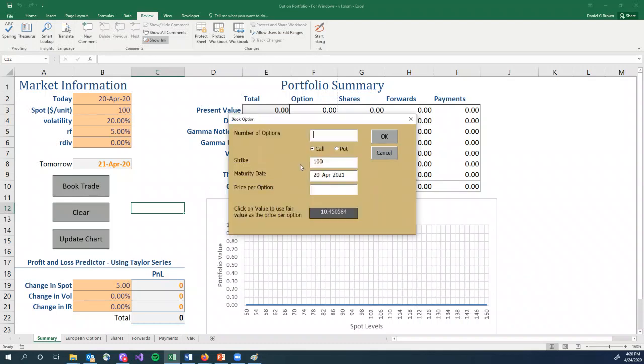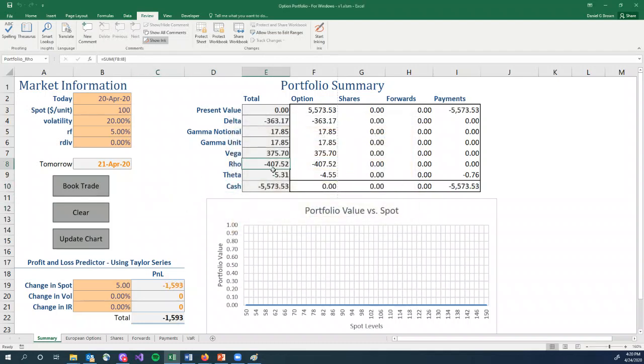We can do the same with a put option. And we see the rho is negative $407. And again, for a put option, we make interest rates go up by 1%. The forward price increases, that's bad for the put. And the money we receive is discounted at a higher rate, that's also bad for the put. The rho on a put is negative.